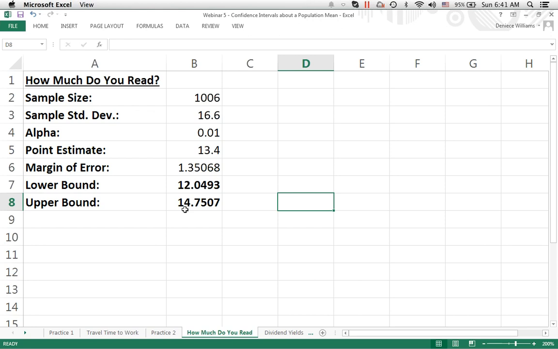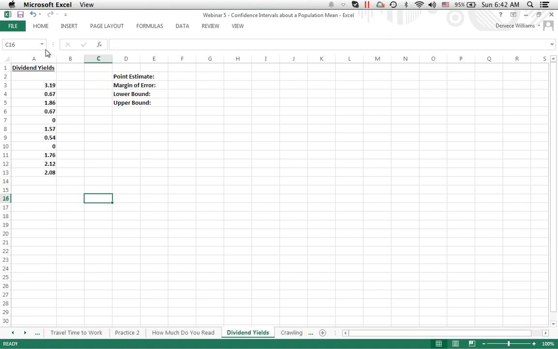The interpretation of this, I think I'll leave that for you to work out through your reading. But just to come up with the numbers we have here. Let's move on to the next to last problem.